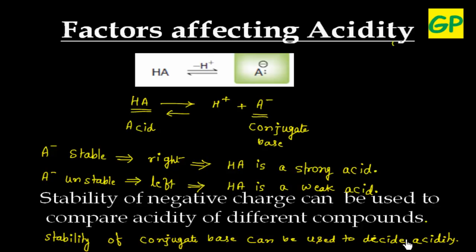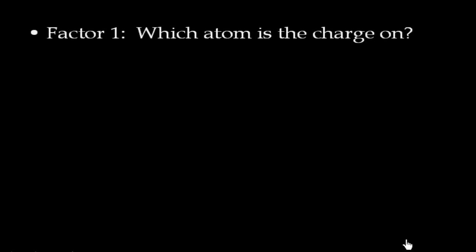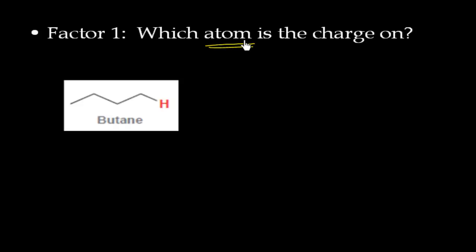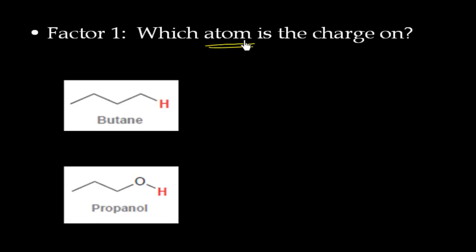So let us go to the next. What are the factors that can affect the acidity? The first factor is on which atom we have the charge. Let us say I compare butane and propanol. I want to compare which one is a stronger acid. So my question is, which of these two is a stronger acid?